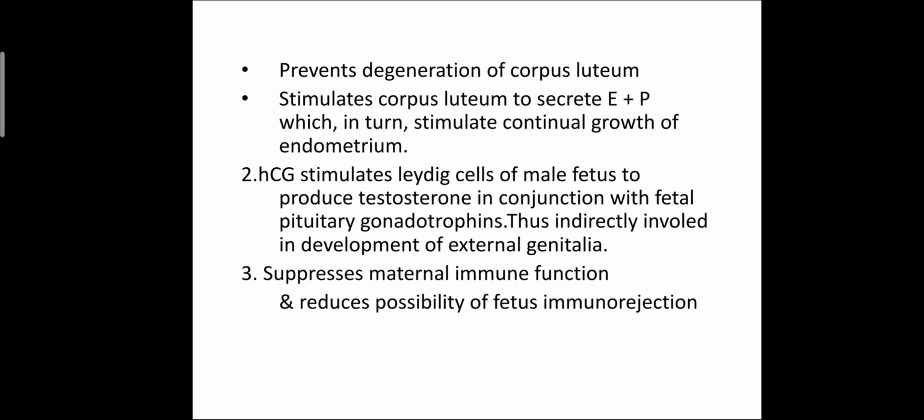It stimulates the corpus luteum to secrete estrogen and progesterone, which stimulate the continual growth of the endometrium. HCG stimulates the Leydig cells of the male fetus to produce testosterone in conjunction with the fetal pituitary gonadotropins. So indirectly it is involved in the development of external genitalia. It suppresses the maternal immune function and reduces the possibility of fetal immunorejection.